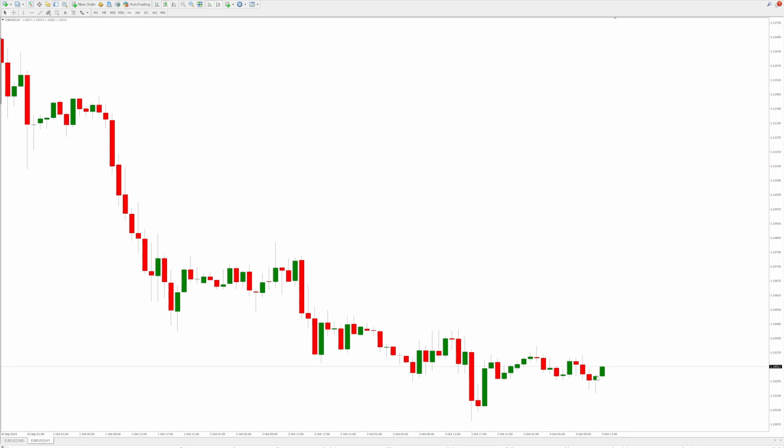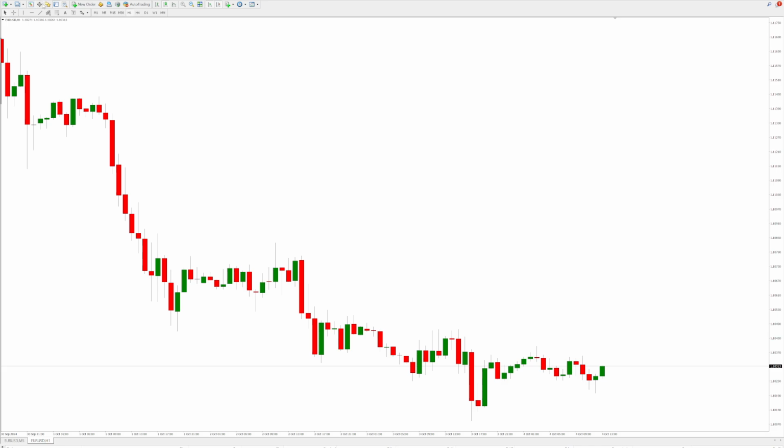Hi traders, in this video we're going to be looking at the golden cross. The golden cross is basically a crossover of two moving averages. We're looking for them to cross in an upward direction to signal the start of an uptrend.